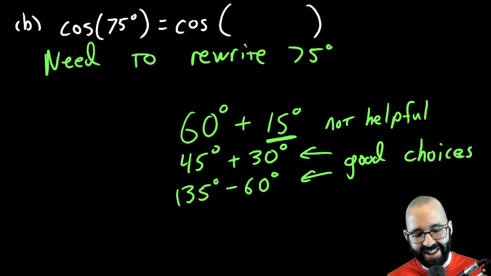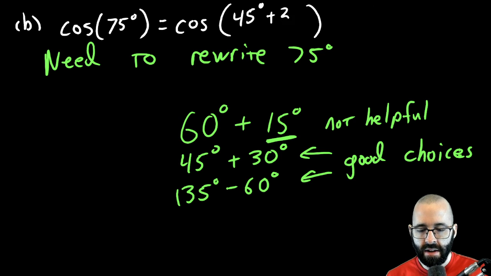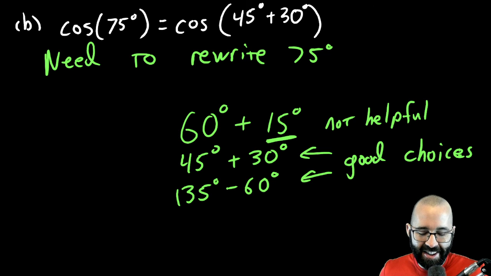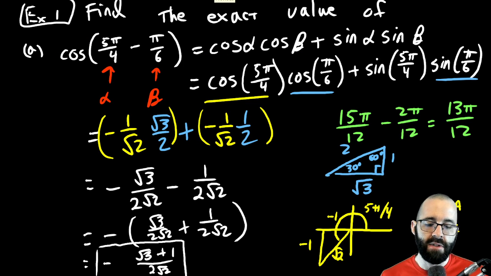Both of these are good choices. So choose whichever one. Do you like angle sum? You like angle difference? I would choose the first one personally. Has smaller numbers. That's usually a good rule of thumb for me. And now once you get it in this form, you solve this exactly like we solved part A.